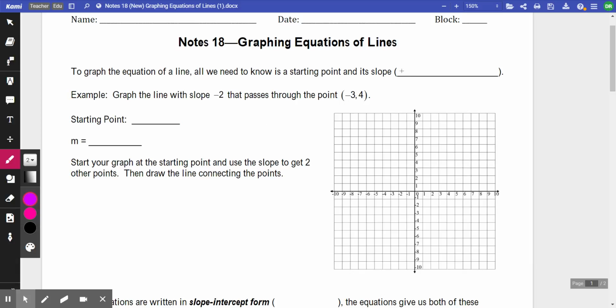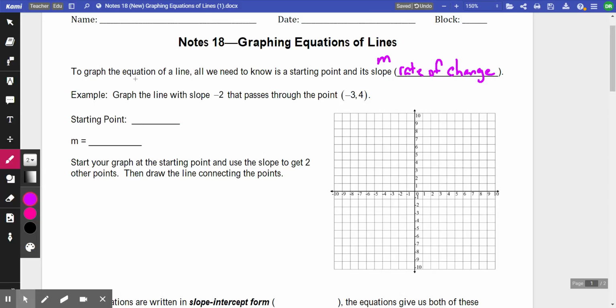Welcome back, students. Today we are going to continue working with slope, but we are going to apply it and use it to graph equations of lines. Just as a reminder, slope is sometimes called your rate of change. We had a formula for it that we worked with last time. We also said that we use the letter M to represent your slope.